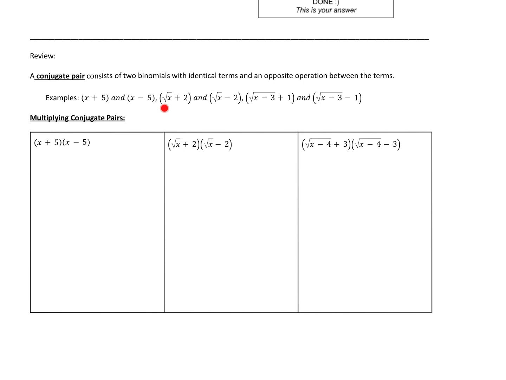Even radicals, radical x plus 2, radical x minus 2. Same first term, same last term, opposite sign in the middle. Same thing here even. X minus 3 is the first term, and the plus 1 and the minus 1 switch, positive, negative. The stuff under the radical is not switching. That's part of that same first term. So let's see how these multiply out together.